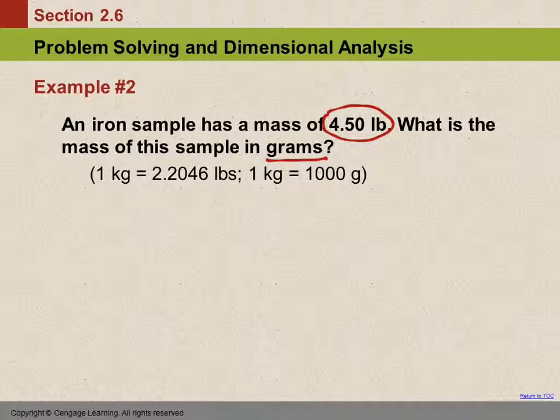That's why when you go to a strange place and you look at the map that's at the mall or something, it says you are here. Because if you don't know where you are, the map doesn't help. Okay, so now we have to decide how we are going to get from pounds to grams. So I'm going to start out with pounds, and I want to end up with grams.